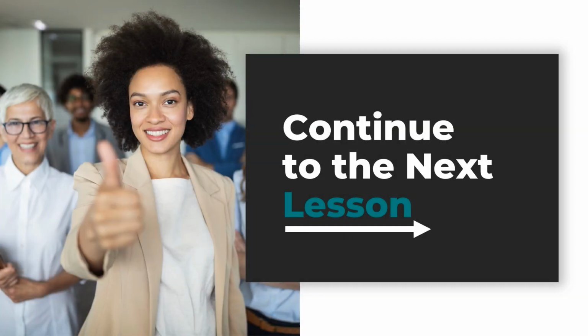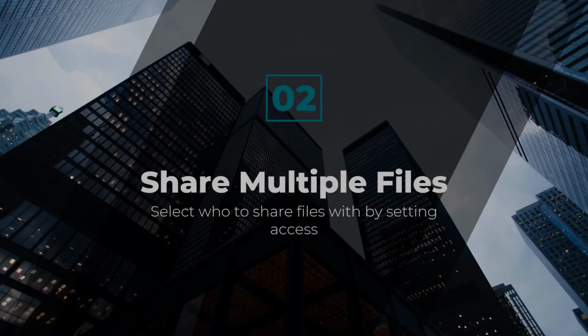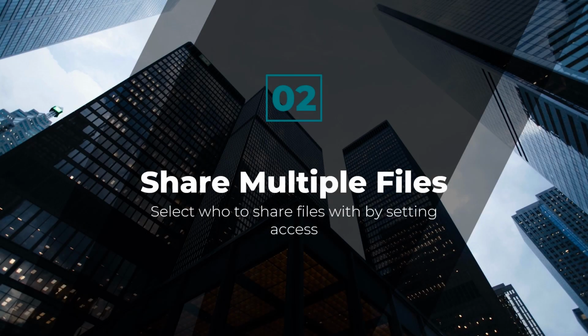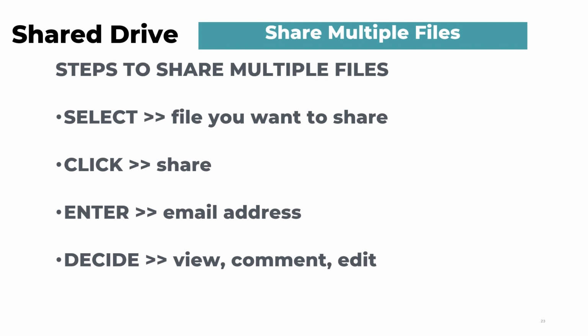Let's move on to the next lesson, Shared Drive. You can share multiple files and select who to share files with by setting access. Let's observe these steps to share multiple files. You want to start by selecting the file you want to share. You click Share, enter the email address, and then decide what kind of access you want to give them. View, comment, or edit, or all.